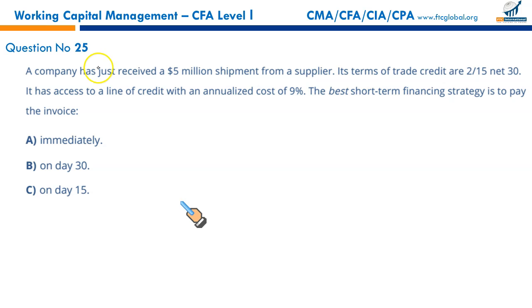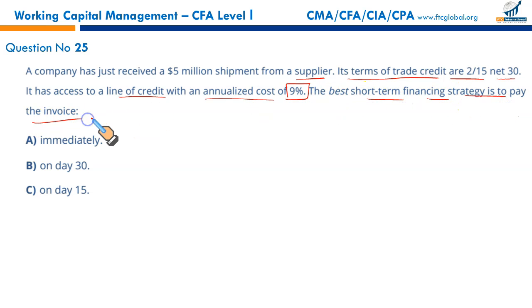Now, a company has just received a 5 million shipment from a supplier. Its terms of trade are 2/15 net 30, which means if you pay within 15 days, you are given a 2% discount. Otherwise, you will have to pay the full amount on the 30th day. It has access to a line of credit with an annualized cost of 9%, right? The best short-term financing strategy is to do what? What should we do? Let us first calculate the cost of not taking the discount.